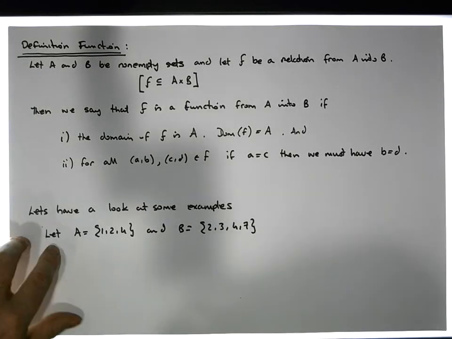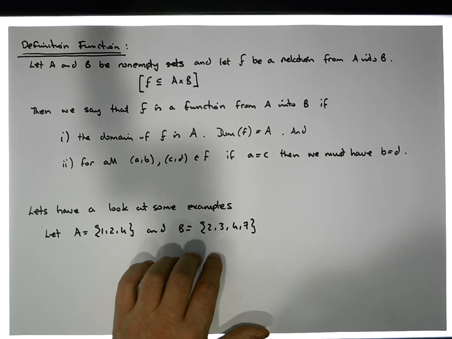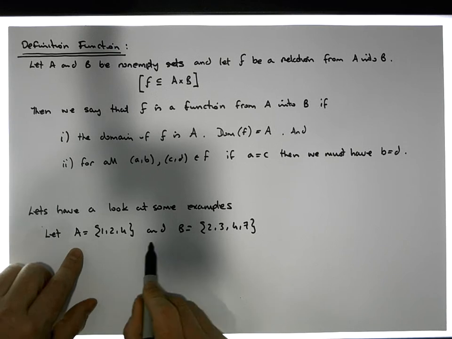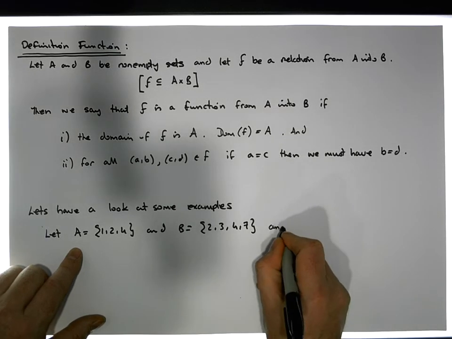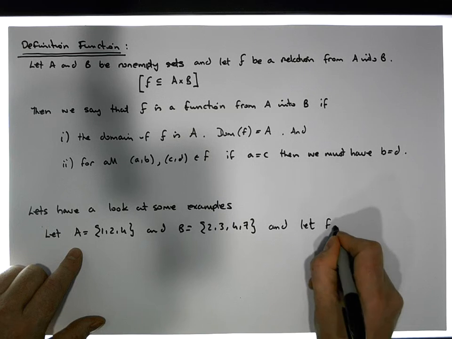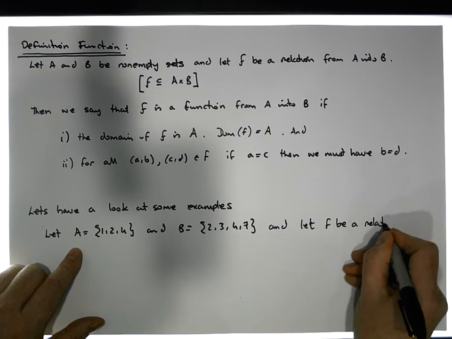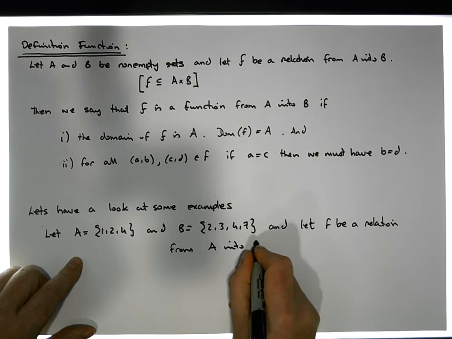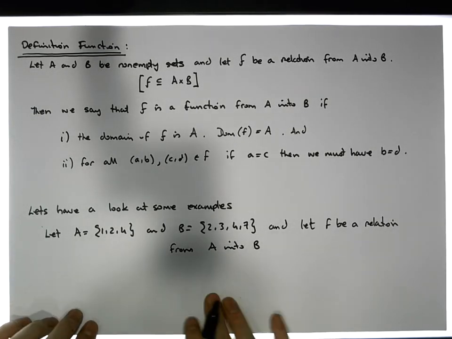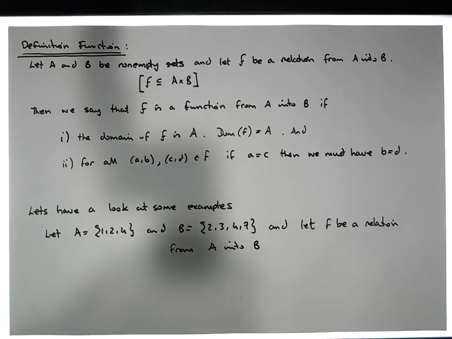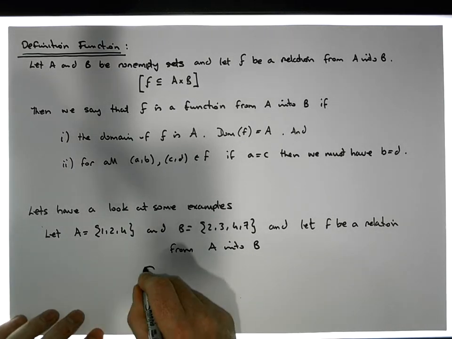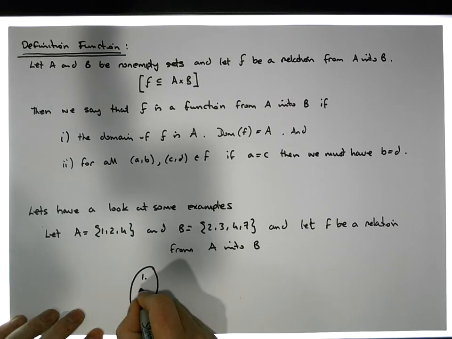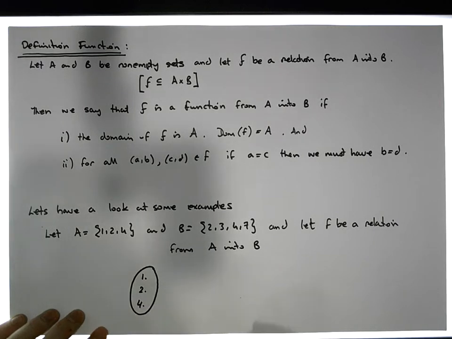So we're going to have two sets A and B, and let's say that F is a relation from A into B. Let's have a look at what this particular F might look like. I'm going to create the set A. The set A contains the values 1, 2, and 4.